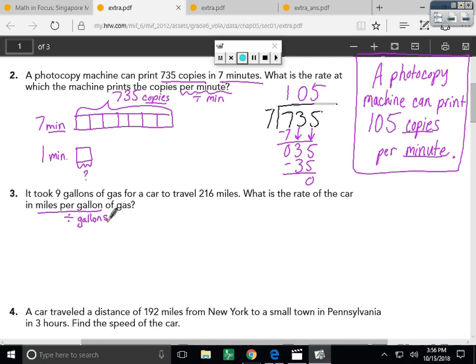Well, now I need to set this up. It says 9 gallons goes with 216 miles. Well, if I'm dividing by gallons, it's also telling me that's how many units. So I'm going to label this 9 gallons. I'm going to try to draw a quick sketch for you. And with those 9 units, I know I can make it 216 miles. So again, 9 gallons goes with 216 miles. It's labeled on my bar model.